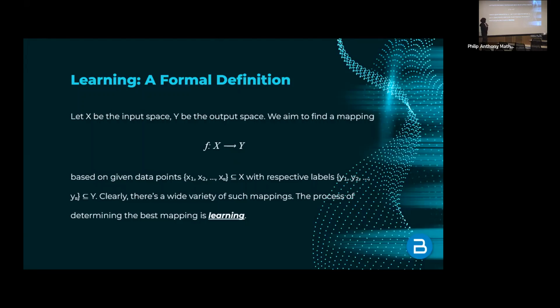And obviously, this is just a general notation for a function, right? Just something that maps from one set to another. There can be a million different types of these functions. So we need to learn the best function for this test. And the process of finding that best function is called learning.